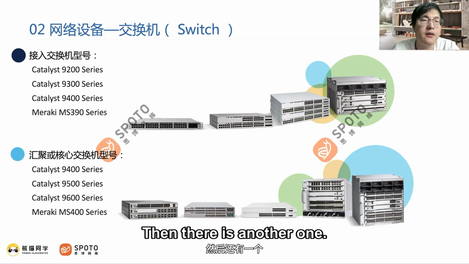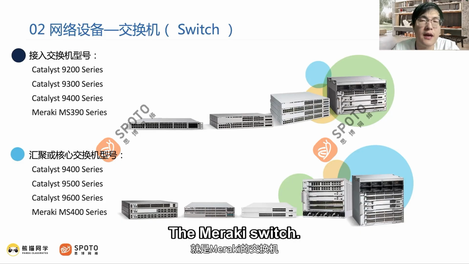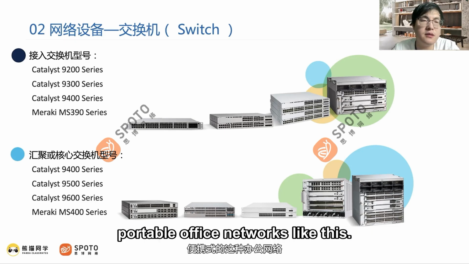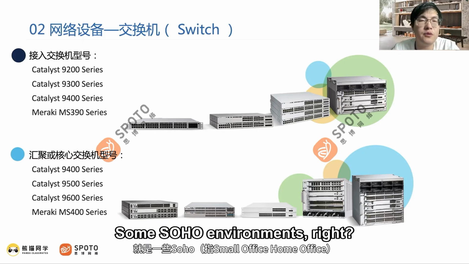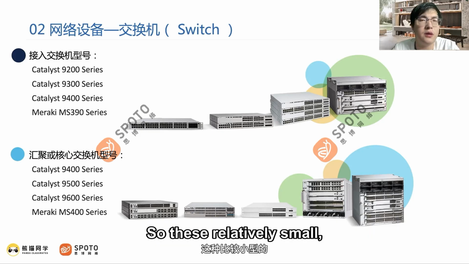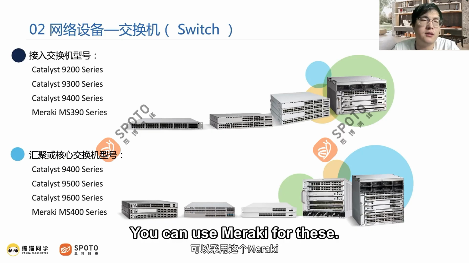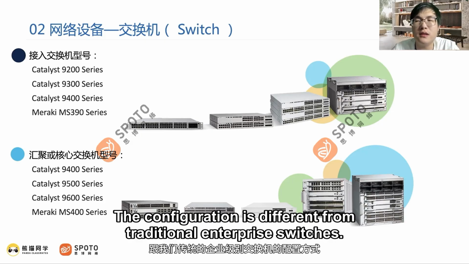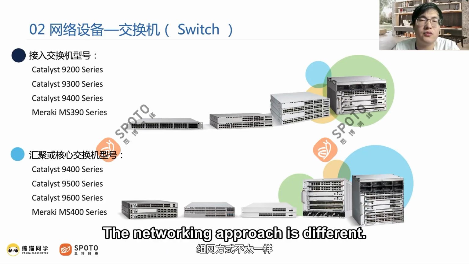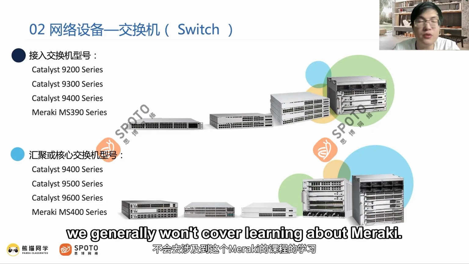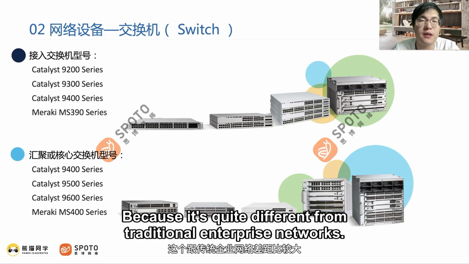That's it. Then there is the Meraki switch. As for Meraki switches, they are mainly used for small and medium-sized portable office networks like this. Some SOHO environments, right? You might only have a few workstations. So for these relatively small micro-enterprise networks, you can use Meraki, because it has cloud management capabilities. But configuration is different from traditional enterprise switches. The networking approach is different. In our CCNA course, we generally won't cover learning about Meraki, because it's quite different from traditional enterprise networks.